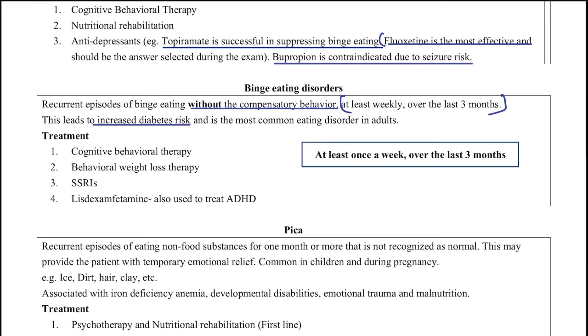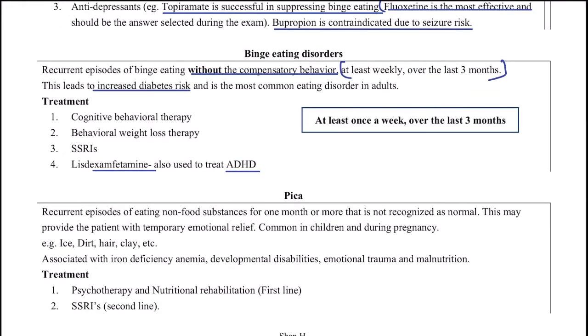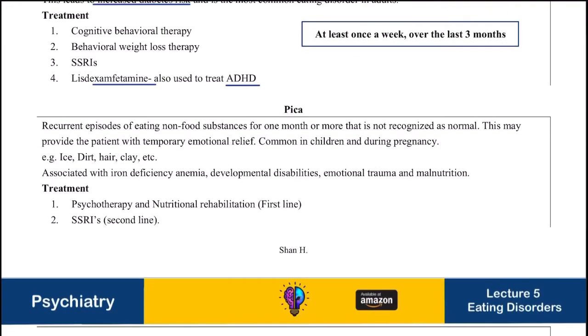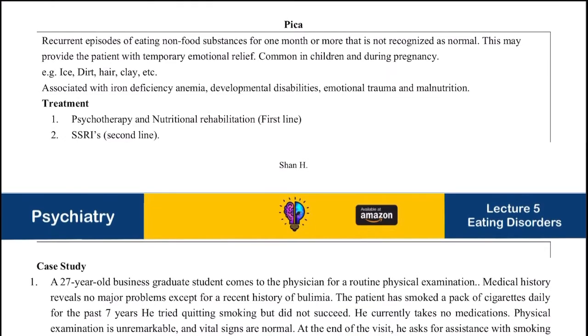The treatment for this is cognitive behavioral therapy, behavioral weight loss therapy, SSRIs, and a drug called lisdexamfetamine, which is also used to treat ADHD. Amphetamines, we will learn this under ADHD. These are stimulants. And then we have a disorder called Pica.